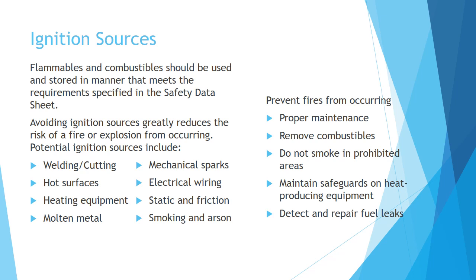Potential ignition sources include welding and cutting, hot surfaces, heating equipment, molten metal, mechanical sparks, electrical wiring, static and friction, smoking, and arson. Prevent fires from occurring through proper maintenance, removing combustibles, not smoking in prohibited areas, maintaining safeguards on heat-producing equipment, and detecting and repairing fuel leaks.